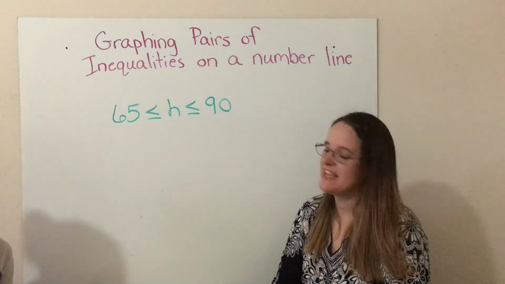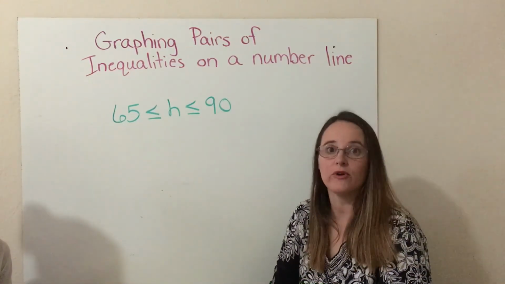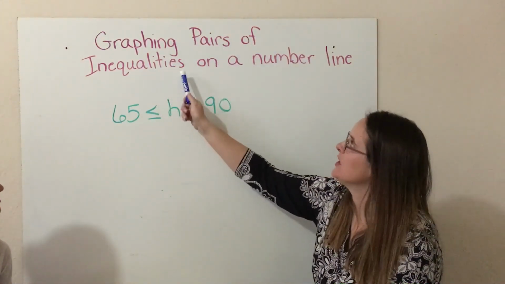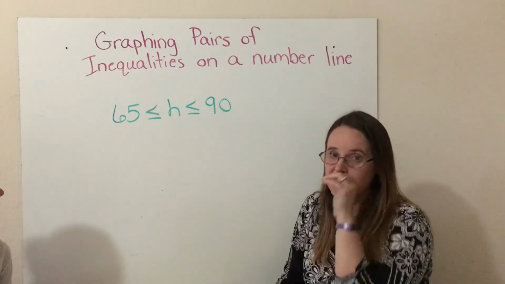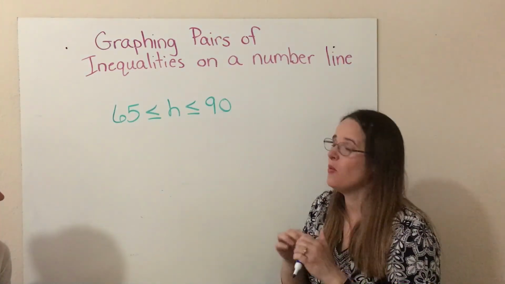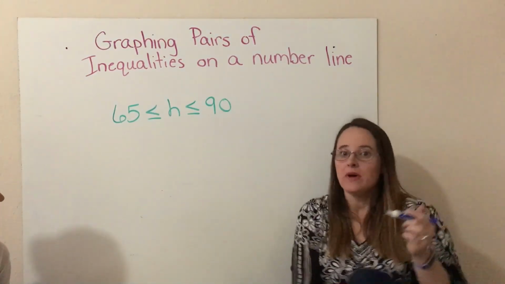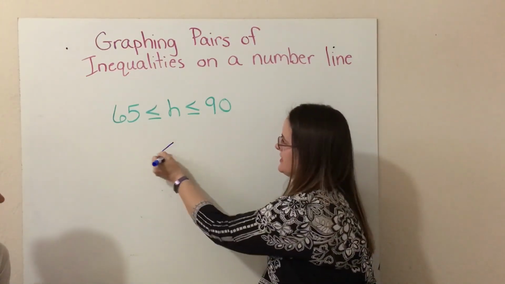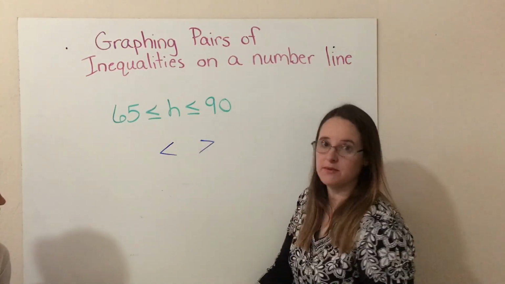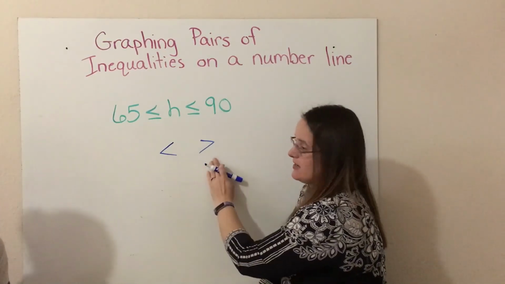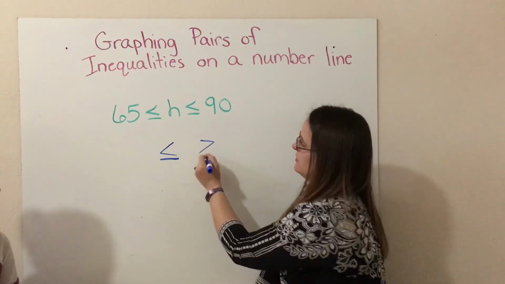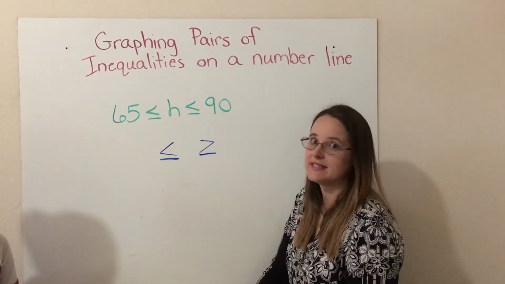Class. Today we are on lesson 94 of course 3, and the title of this lesson is Graphing Pairs of Inequalities on a Number Line. So I want to start out with a review of what is an inequality. Well, an inequality is any kind of expression that uses these symbols, whether it's just the less than or the greater than symbol, or the less than and equal to and the greater than and equal to symbol.